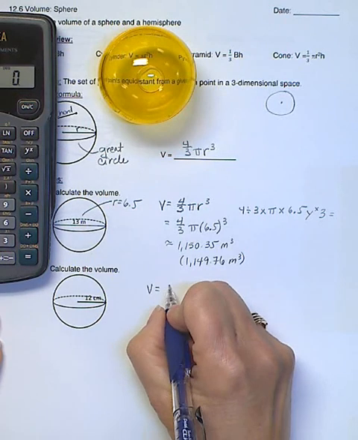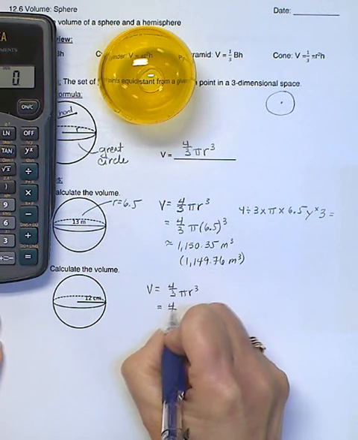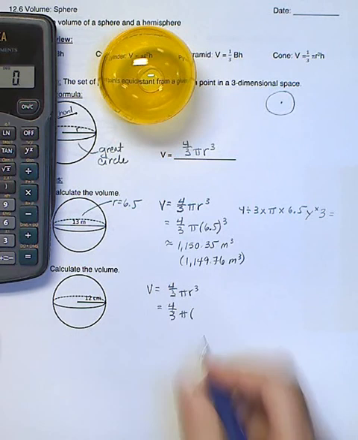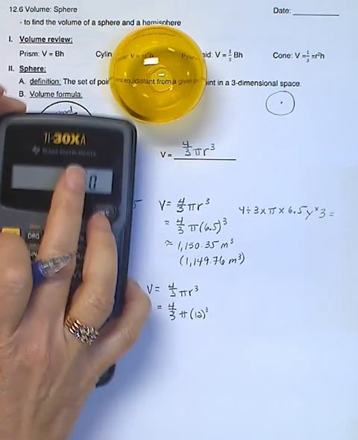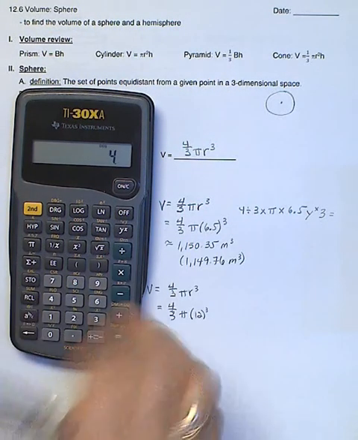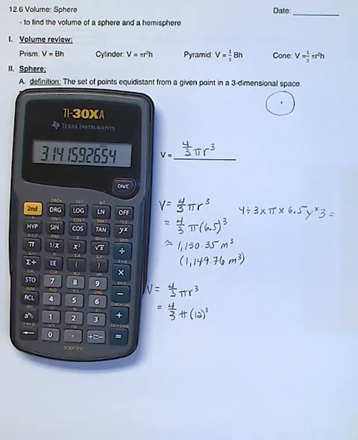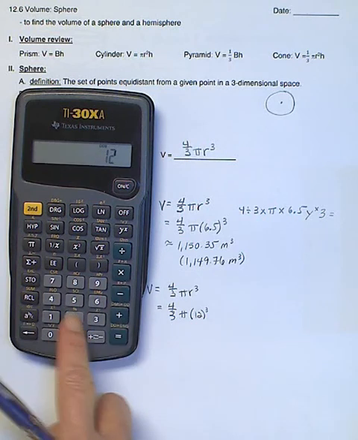Volume equals 4/3 pi r cubed. Again, we need to know the radius. Luckily, we know the radius. It's 12. So I'm going to do this one more time so you can see it. I started with the 4 divided by 3 times pi times 12. Now what if I don't have the cube button? Then I could do times 12 again, times 12 again. It still works.